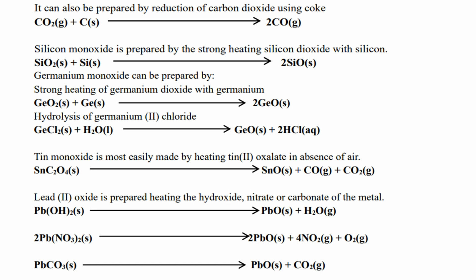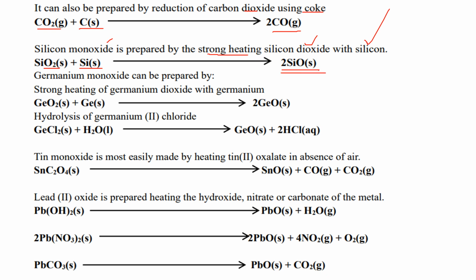We can proceed by saying it can also be prepared by reduction of carbon dioxide using coke. So you get carbon dioxide, and then you use coke or burnt carbon in the absence of oxygen to get carbon monoxide. You prepare silicon monoxide in the same way. We take the dioxide and react it with silicon, the element itself, when it is hot. That means that strong heating is required. So you get silicon dioxide, and then you heat it with silicon so that you can get the monoxide.